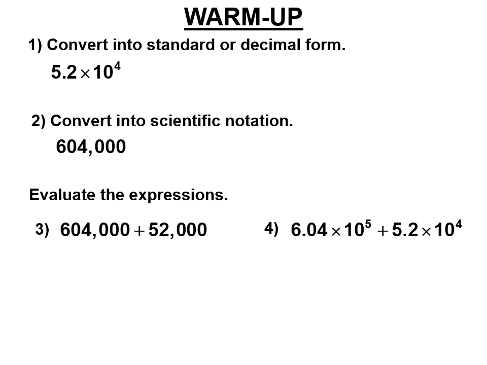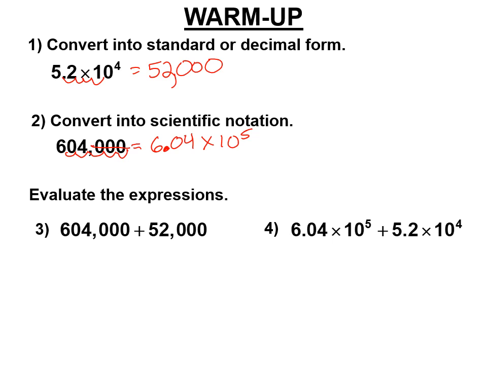Do these problems. 1, 2, 3, 4 moves, 3 empty spaces. That means 3 zeros and a comma in the right place. That's 52,000. Right? We can get rid of the zeros at the end. That's the whole point. Right? We always put the decimal behind the first digit, 6.04 times 10, and we're going to move the decimal 1, 2, 3, 4, 5 times 10 to the fifth.